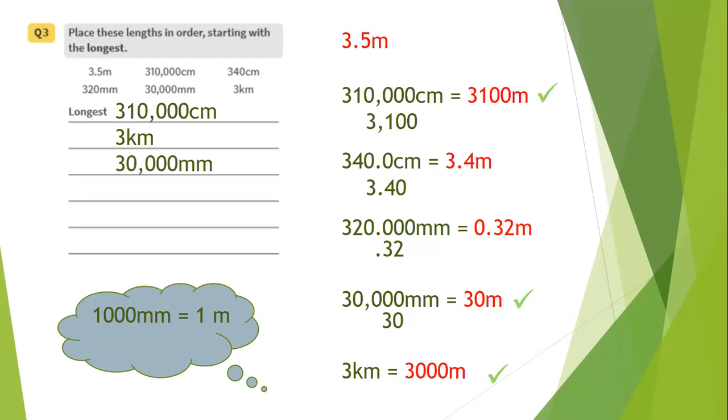And then going down, I've got two that are very close here, but 3.5 metres is just slightly more than 3.4 metres, which is 340 centimetres on their list. And the last one, 320 millimetres, we worked out was 0.32 metres.